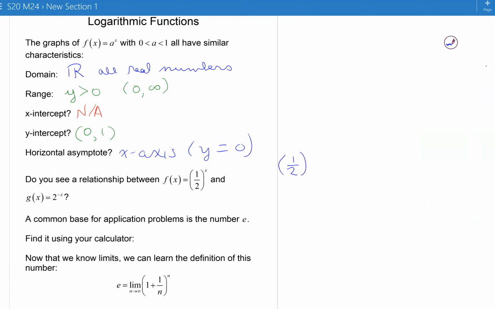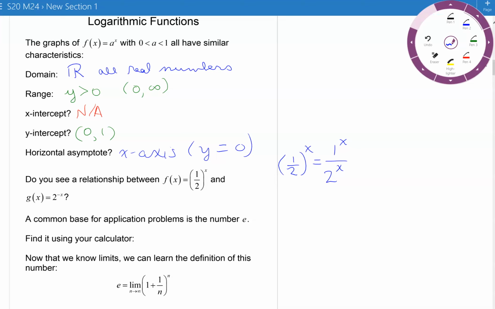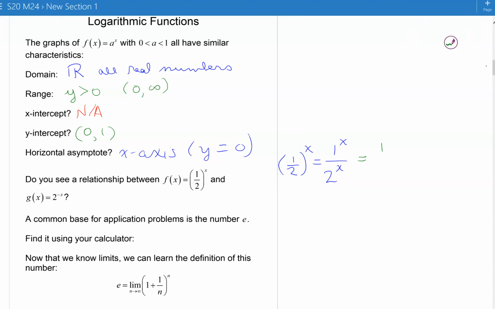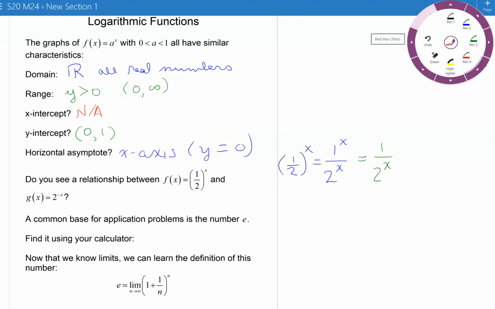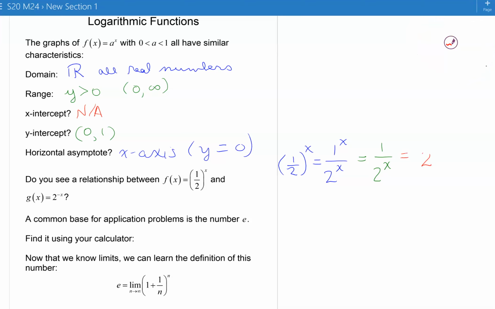So if I have 1/2 to the x, we reviewed the properties of exponents that say I could write that as 1 to the x over 2 to the x. And then we know that 1 to any power is always going to be 1. So I have 1 over 2 to the x. Well, we reviewed the properties of exponents that said that is 2 to the negative x. So 1/2 to the x and 2 to the negative x, those functions are identical and their graphs are going to be identical.